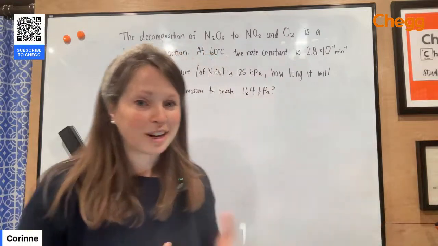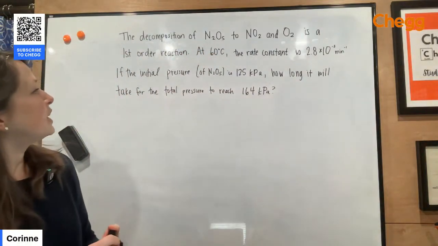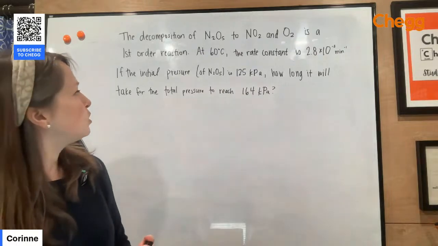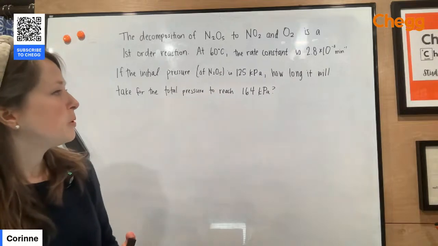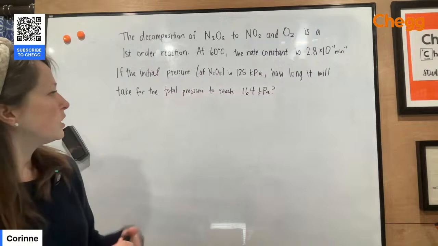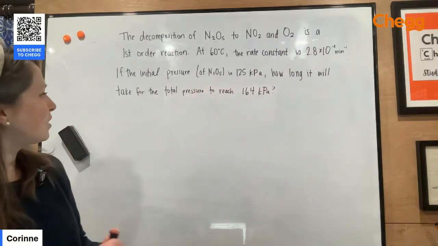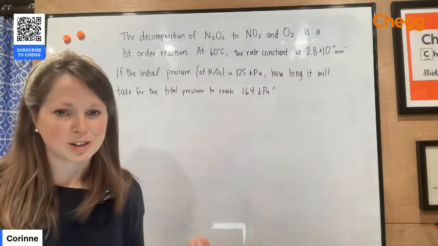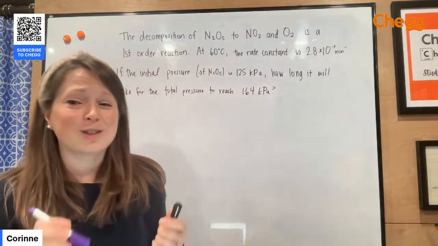All right, let's get started. So with this one, this was a question that was asked last week. The decomposition of N2O5 to NO2 and O2 is a first order reaction. At 60 degrees, the rate constant is 2.8 times 10 to the negative third inverse minutes. If the initial pressure of our reactant is 125 kilopascals, how long will it take for the total pressure to reach 164 kilopascals? So right away you look at this and you're overwhelmed because it is such a wordy problem.